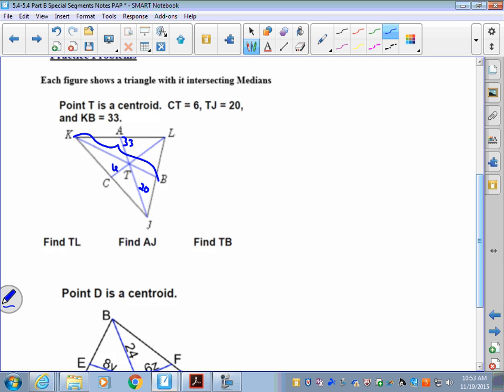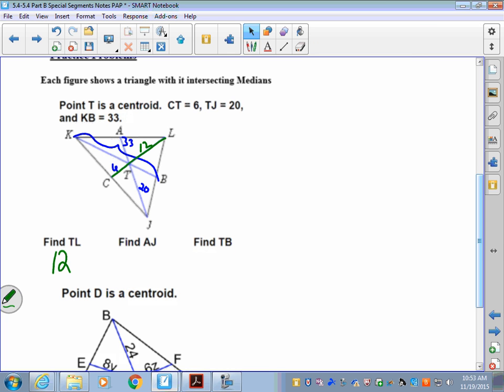Now, when I look at the relationship, I'm staying on the same median. I'm not going to mix them up. So I'm going to start with CT. CT is on the median CL. So think about this. Remember the ratio is 2 to 1? So this would be 12. Just double it. Double the 6, that would be 12. So TL is 12. We got that done.